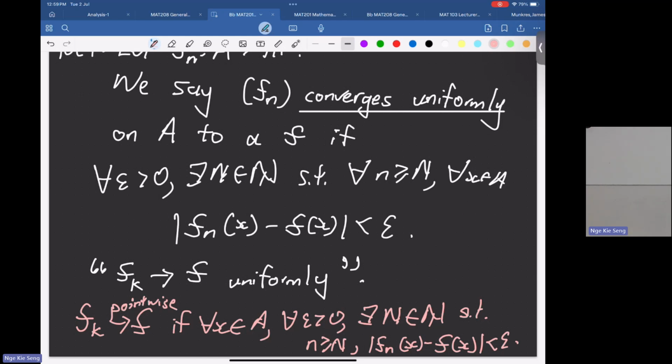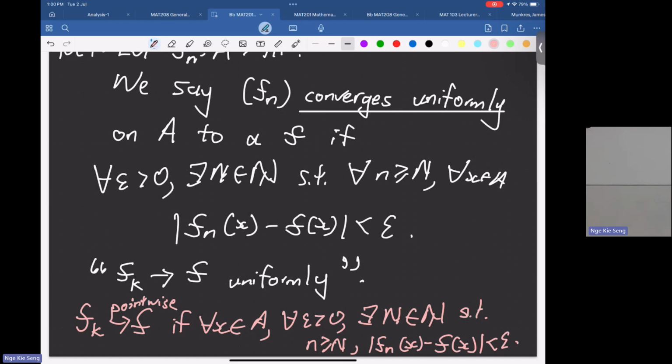Does it make sense? Each point uses its own N, versus one N for every point. You can imagine a situation where for some x this N can be very big, but for every x there is an N. This N will work for all x. If the N only works for specific x, then you cannot get a uniform N.